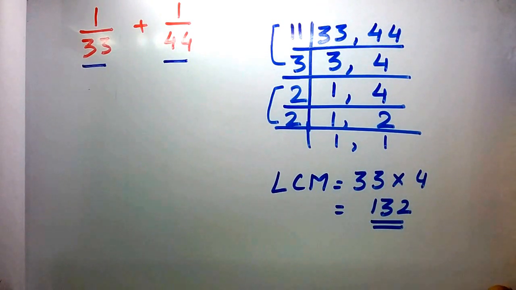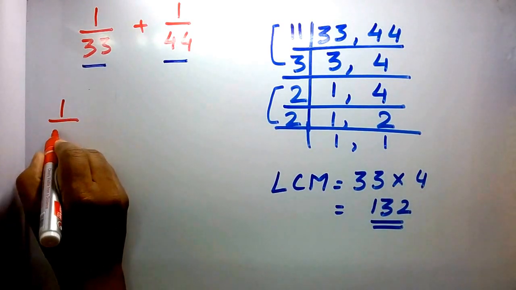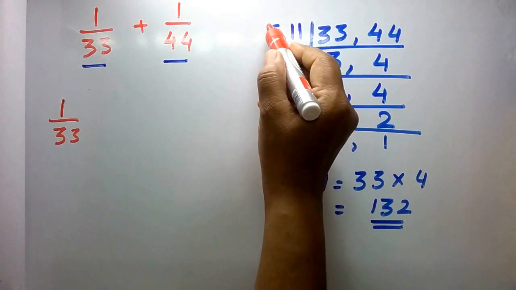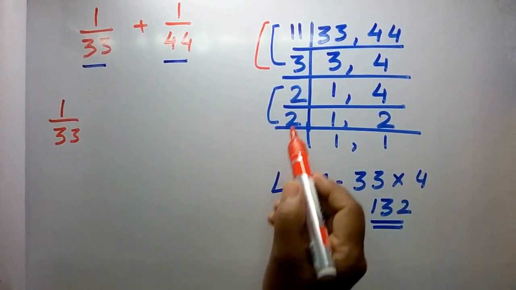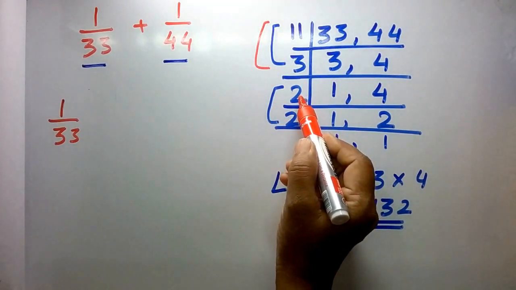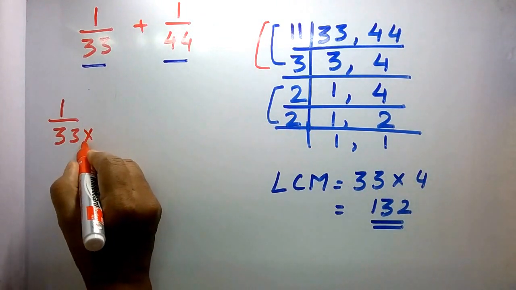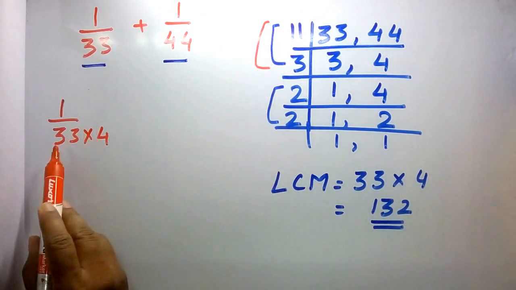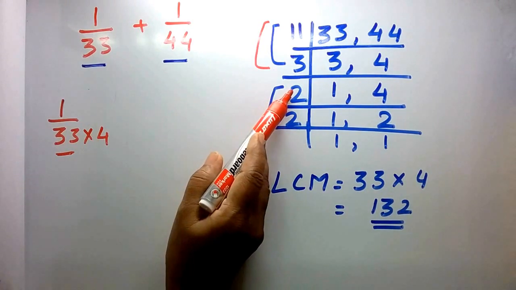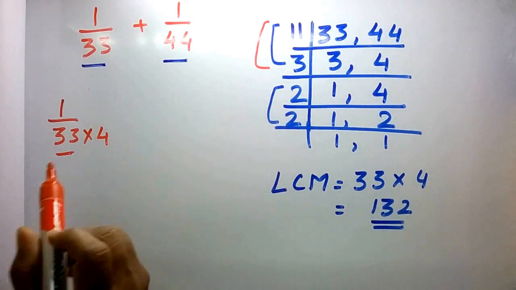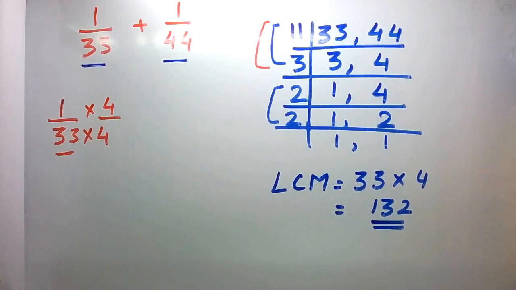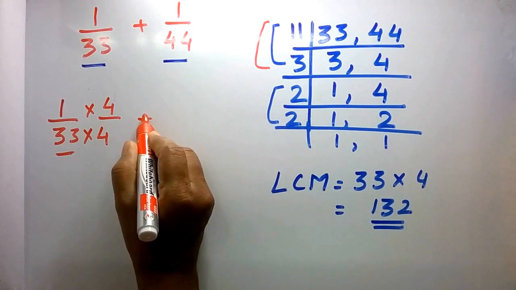Like here it is asked, you have the first number 1 upon 33. And 33, if you say 11 3s are 33, what is left here? 2 2s are 4. Even if you don't know the table of 33, you should be able to solve. 11 3s are 33. That's already present here. What is left? 2 2s are 4. So 4 you can write down here. Multiply both numerator and denominator by 4.